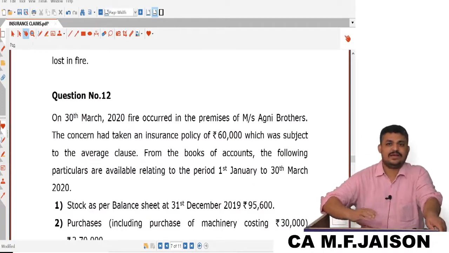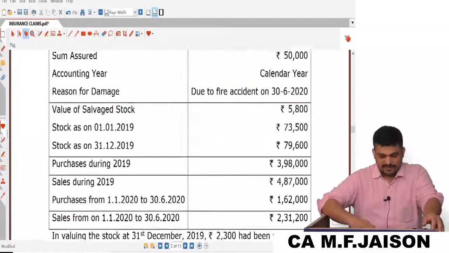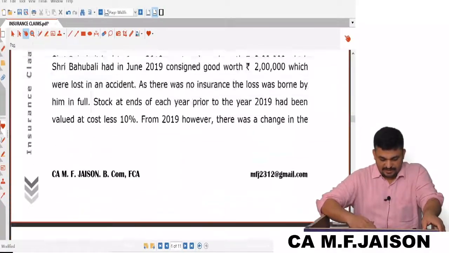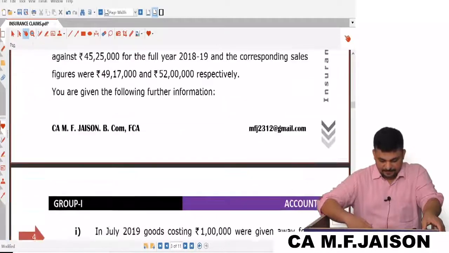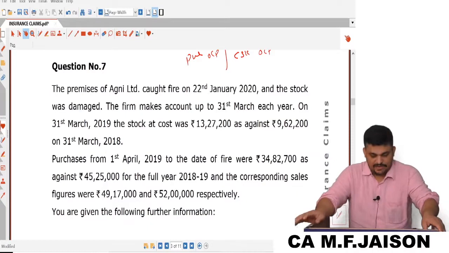We have done up to question number 11. In that, one question alone we haven't done. So I will complete that and then proceed from the 12th onwards, right? So let me try question number 7 now.